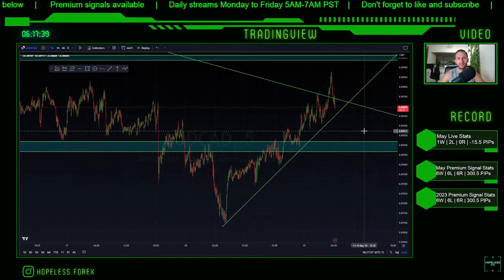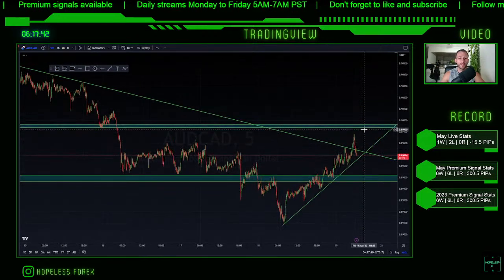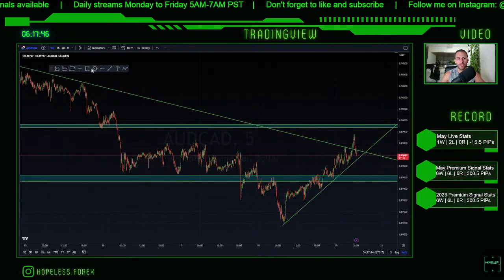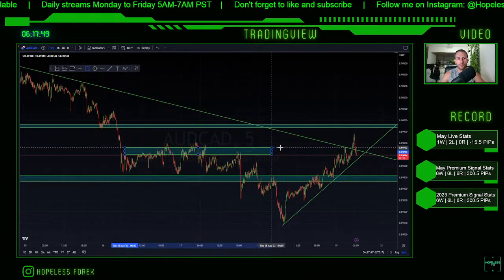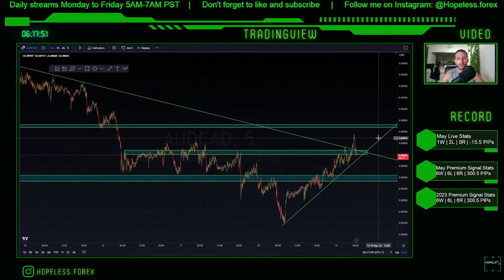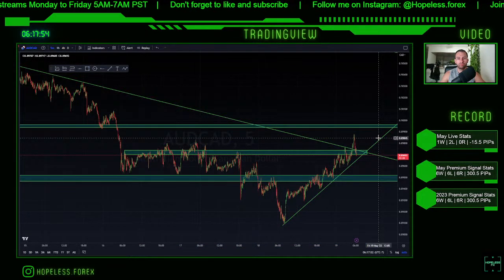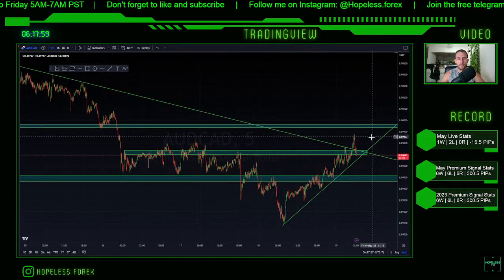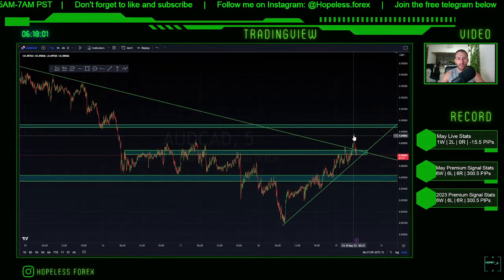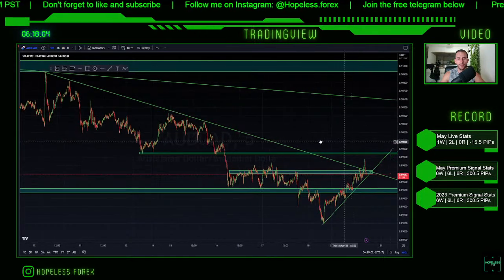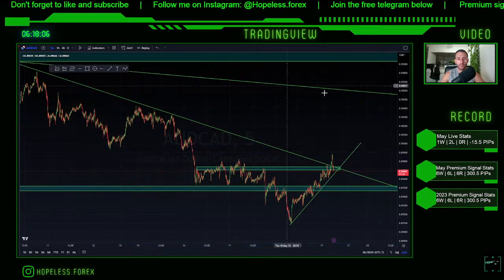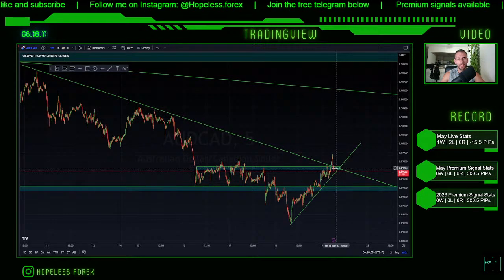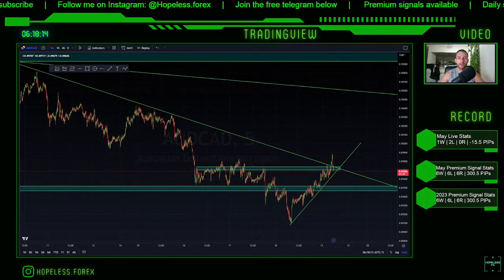And AUDCAD, possibly an opportunity to get into the market here. It's got this nice ascending channel. It has kind of broken out of this trend line here. But yeah, maybe if it starts to come back up, it could be good for a buy.